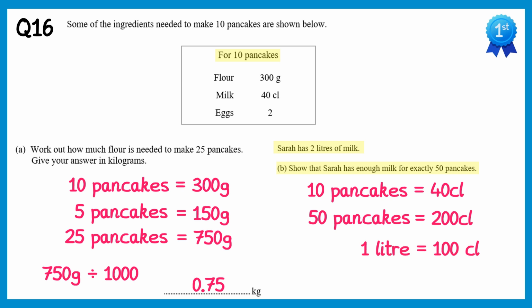Now 1 litre is the same as 100 centilitres. Since centi means 100, we're splitting a litre into 100 parts. So 2 litres must be 200 centilitres. We need 200 centilitres in the question, and Sarah has exactly 2 litres of milk. So we've now shown that she has exactly enough milk for 50 pancakes.